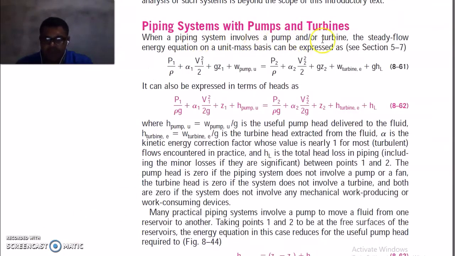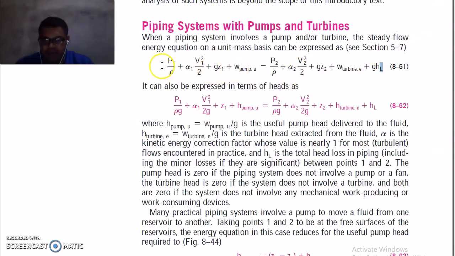Piping system with pump and turbines. When a piping system involves a pump or turbine, the steady flow energy equation on a unit mass basis can be expressed as this. In this equation, alpha is your kinetic energy correction factor, whose value is nearly 1 for turbulent flow, incorporated in practice. HL is your head loss in the piping system.